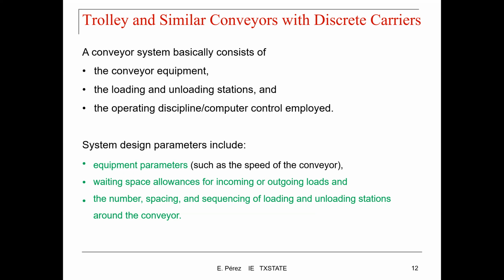So these are the system parameters when we are considering the design of a conveyor or studying the performance of a conveyor. We need to know the equipment parameters, such as the speed of the conveyor, the waiting space allowances for incoming or outgoing loads, and the number, spacing, and sequencing of loading and unloading stations around the conveyor.